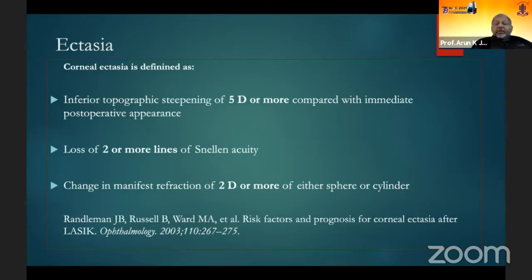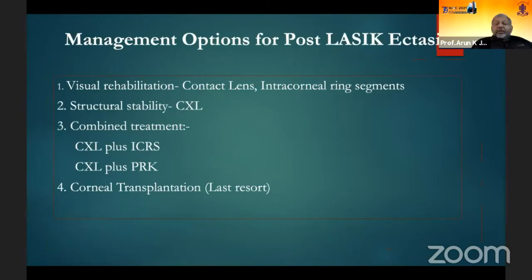And as we all know, the management options are many. First and foremost is contact lens. And to stabilize the progression of the disease, C3R is the choice of treatment, which could be combined with intracorneal ring segments, or maybe with PRK to regularize or correct some degree of refraction. And the last resort, when nothing works, is corneal transplantation.